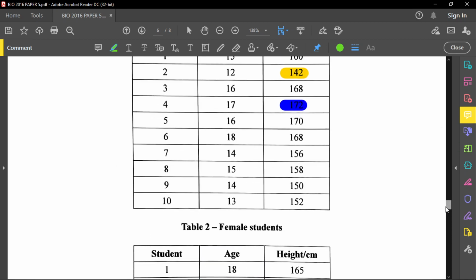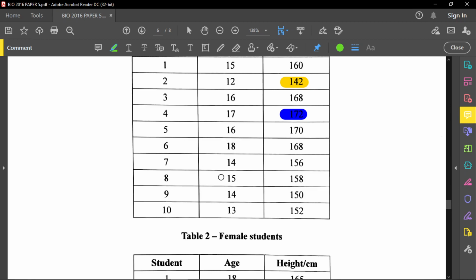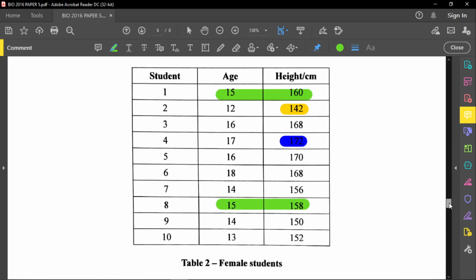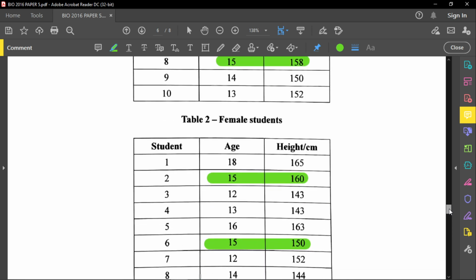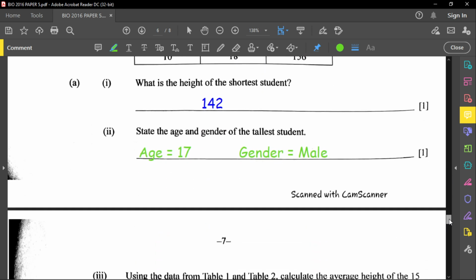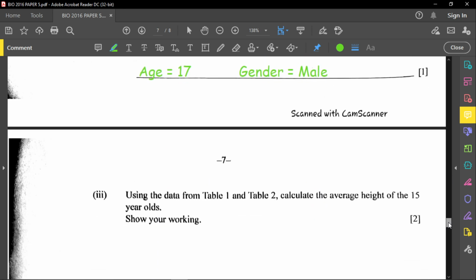Didn't say for male and female, said just for 15-year-olds. And so there's one here as well, and there's one up here as well. So working with only 4 persons. Okay, so one is 160, 158, 160, 150. So there are 4 numbers there. All right, so let's quickly jump into that.